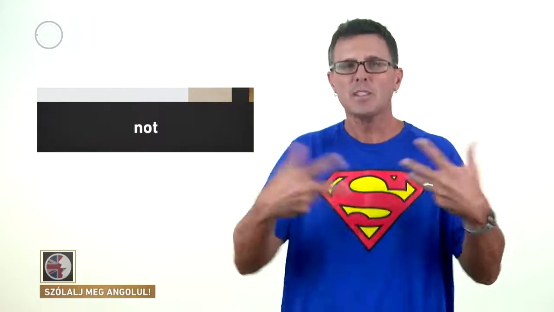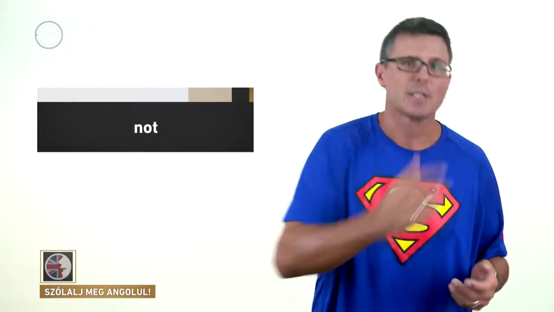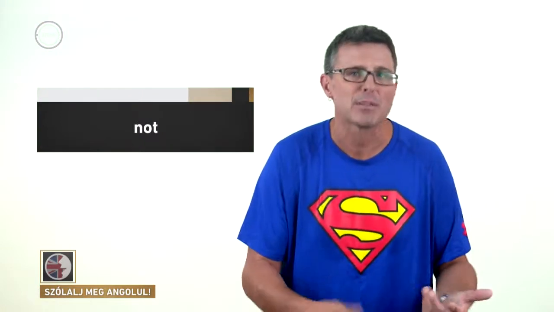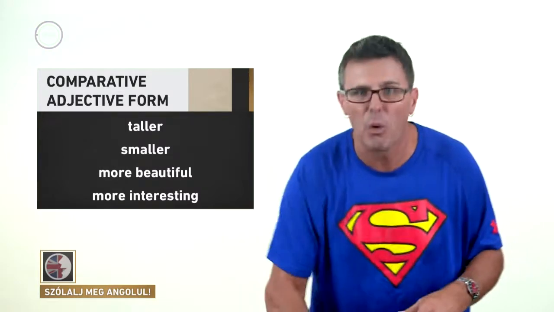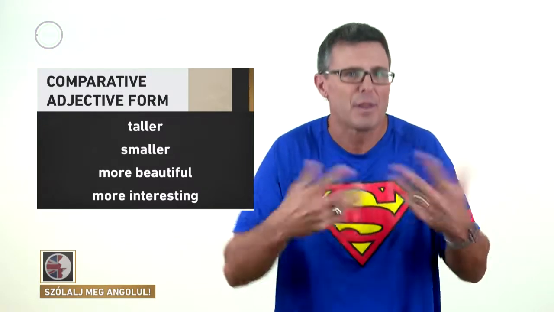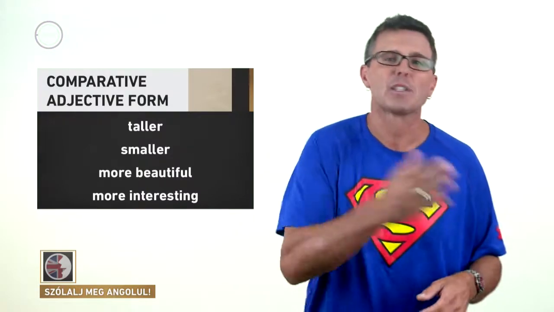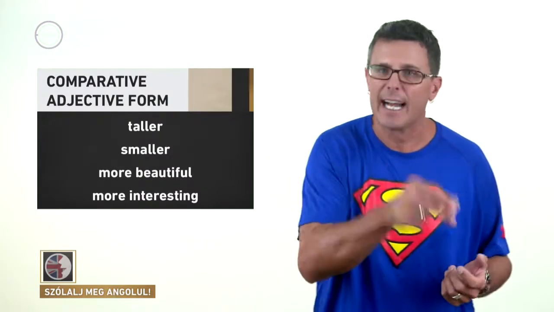Now, if you cast your minds back to when we looked at comparisons, then you'll also remember that we can also talk about things which are not the same using the as form. All we have to do, the only change we have to make is to add the word not. So, if we use the not as form, it means that we can make the same comparison in two ways. We can use a comparative adjective form, taller, smaller, more beautiful, more interesting, with than, or we can look at the comparison from the other side and use the not as form. We can say exactly the same thing.